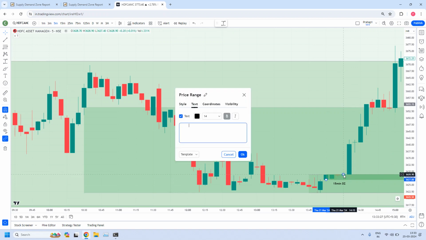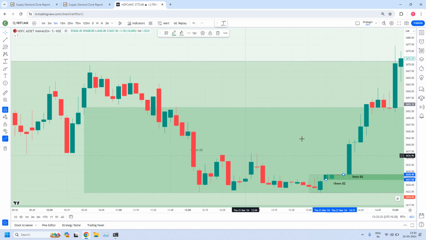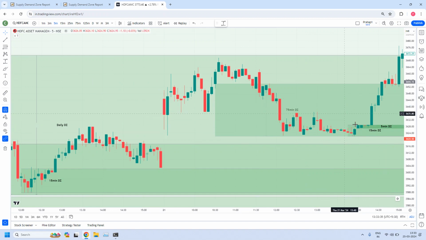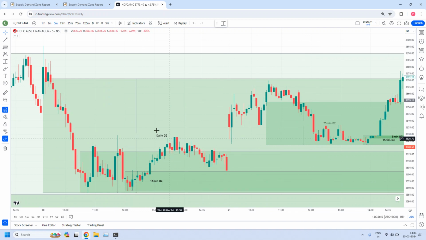Let me add the text. So very good. We identified. So that means the quality of this zone is good. No issues with this. What about the below?